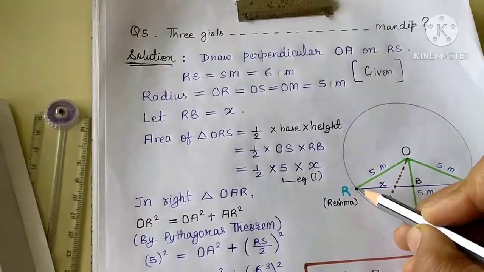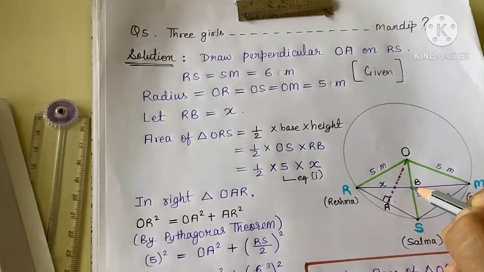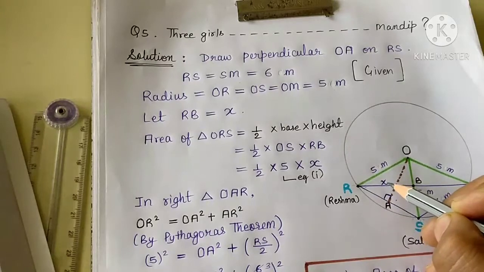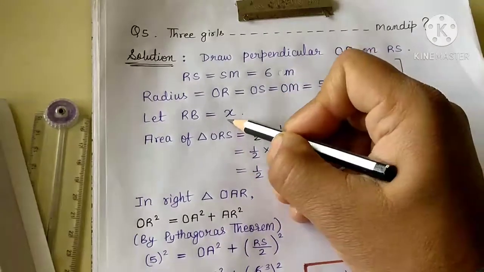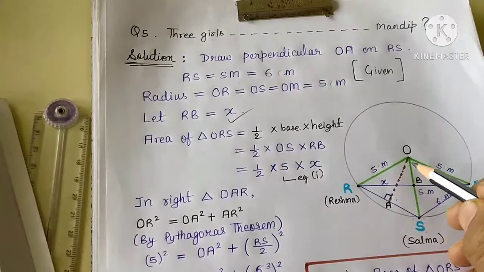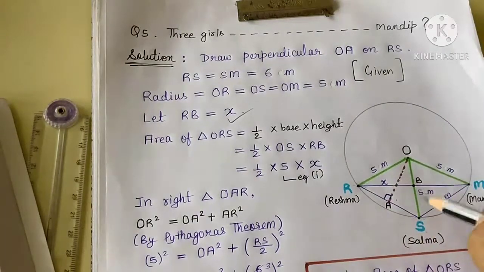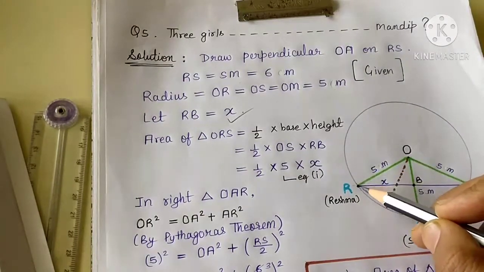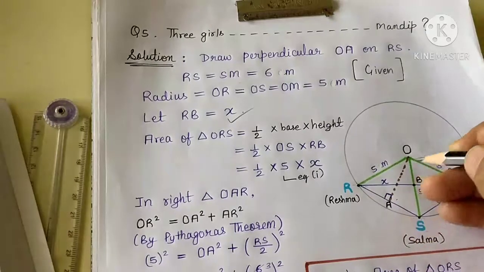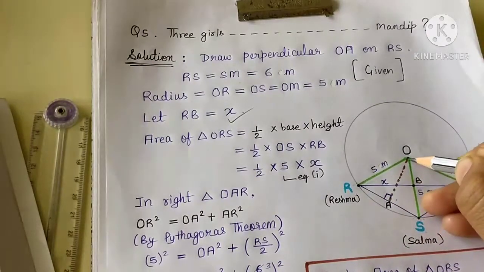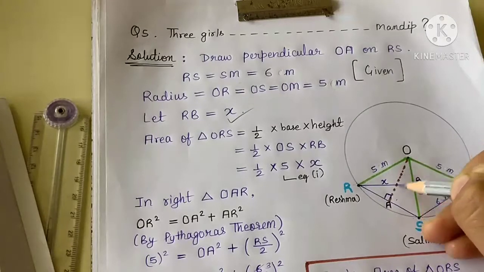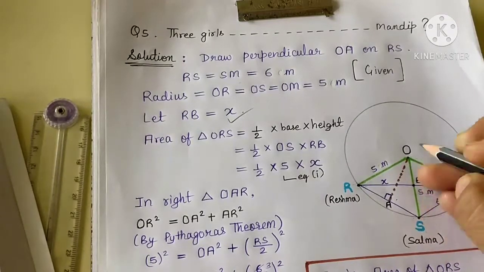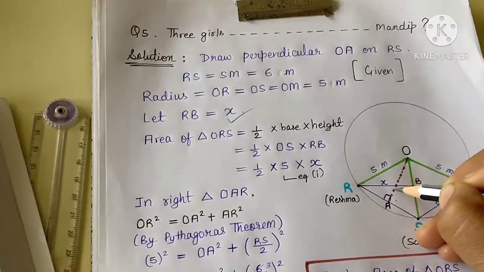Let RB be X. We have assumed that RB is equal to X. Now, area of triangle ORS. Before finding the area of triangle ORS, we are doing a little construction. We have drawn a construction with the brown sketch pen.